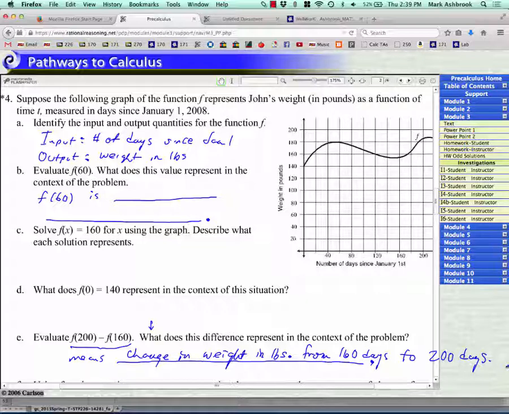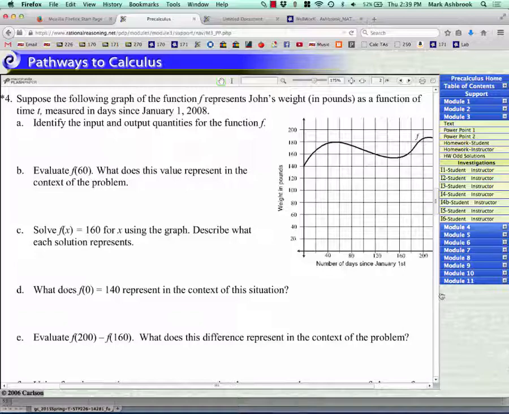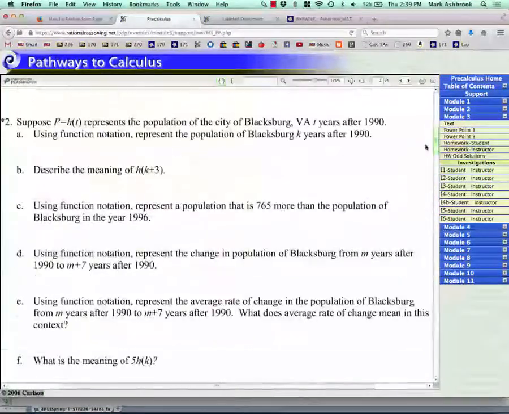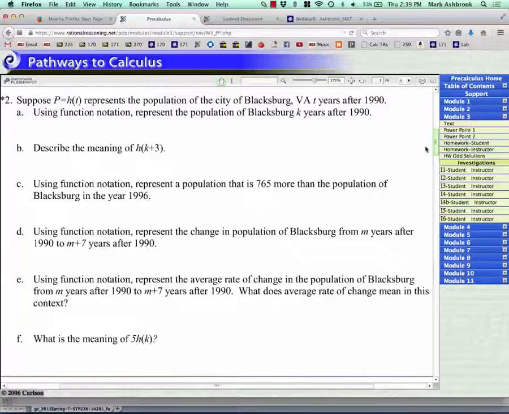Okay, flip back a page. I want you to do number 2, A through D. Read carefully. A through D only.